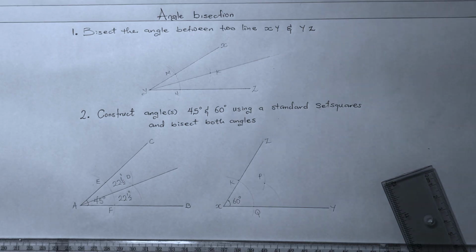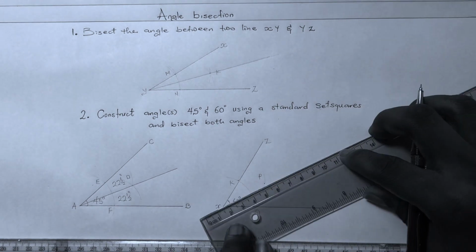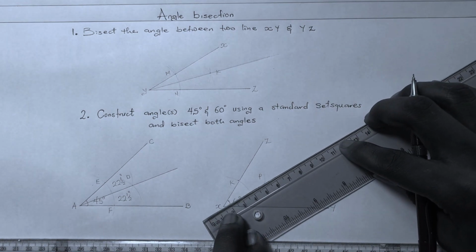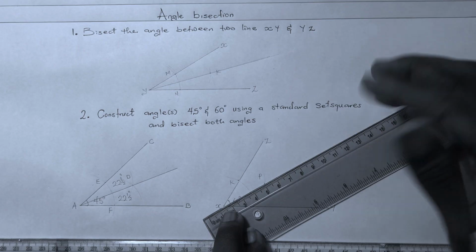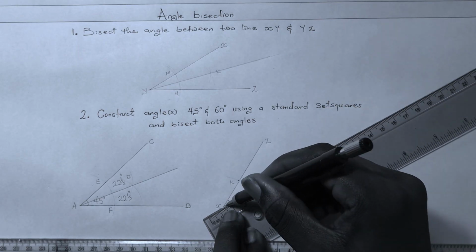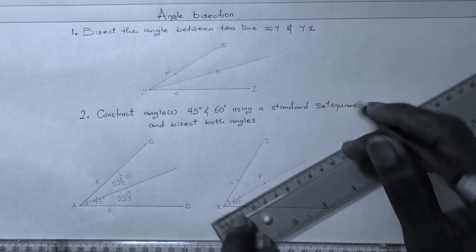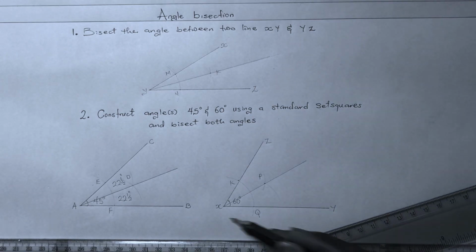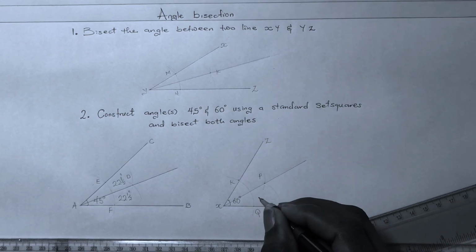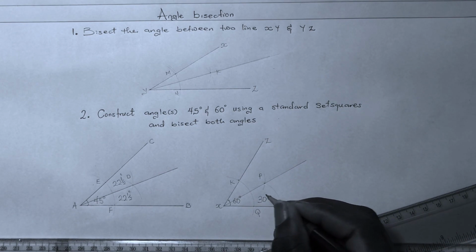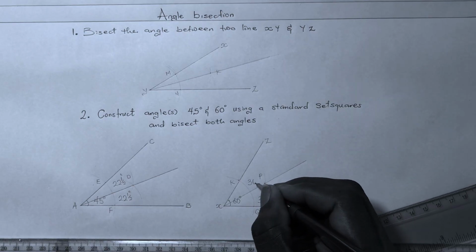So we join point X and point P together to get the line of our bisection between the line XY and the line XZ. So we have this to be 30 degrees and this to be 30 degrees.